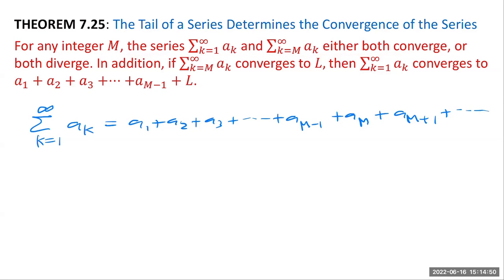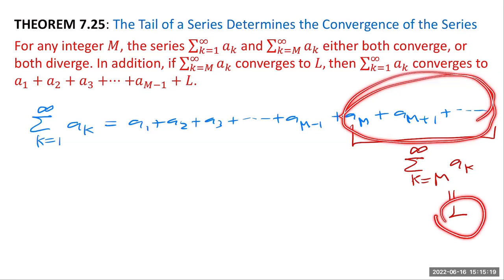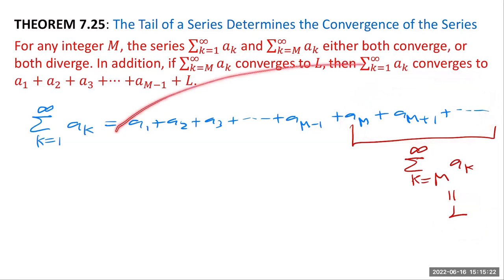Another thing that this theorem tells you is that if this tail part, let me actually write the formula for this. This is nothing but sigma k goes from m to infinity, not 1 to infinity, ak. This is the notation for this summation. If this tail part is convergent to L, then the summation of the original series will be the sum of these first m minus 1 terms plus this L. That's what this tells you.